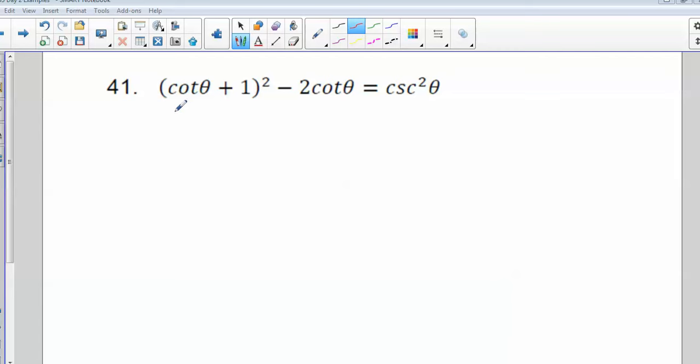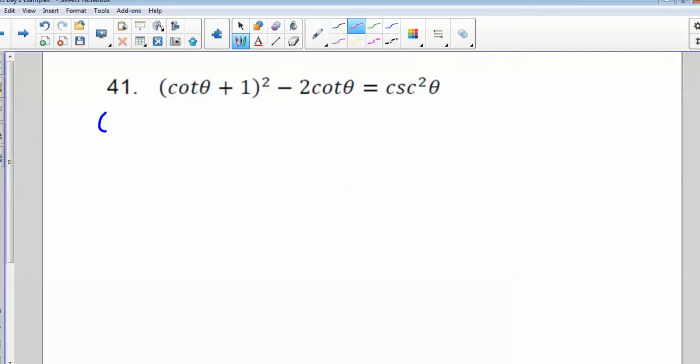Okay, pre-calc students, we're now on big list problem 41. The left side is the more complicated side, so I'm going to change this side. I see that I have the square of a binomial, so it's a square of cotangent theta plus 1. A common mistake is that people will try to square each term, but that doesn't work when you have a plus or a minus in here. So what does work is to square this by multiplying it by itself.